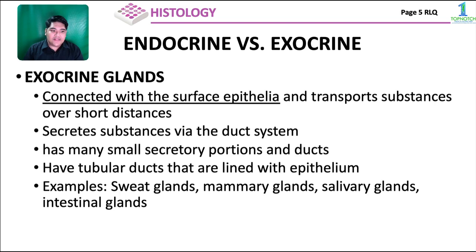Now, ang mga exocrine glands naman natin, they are connected with the surface epithelia and transport substances over short distances. Ito na yung may mga ducts. Okay? So, kaya nga ang ating secretion here is via the duct system. It has many small secretory portions and ducts like your pancreas. They have tubular ducts that are lined with epithelium like your salivary gland. No? Example here is your sweat glands, mammary glands, salivary glands, and your intestinal glands. Again, imagine nyo na lang, itong mga glands na to, epithelium pala sila, special form lang.